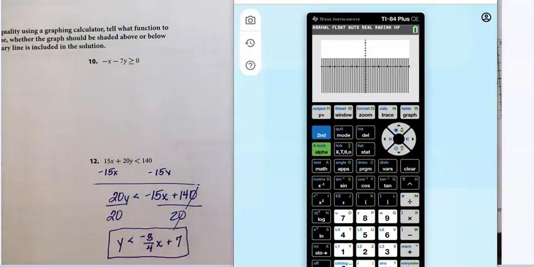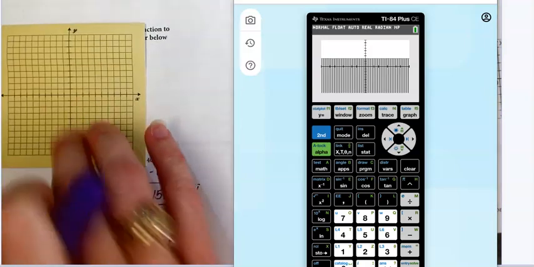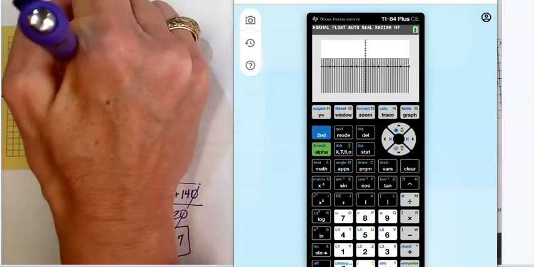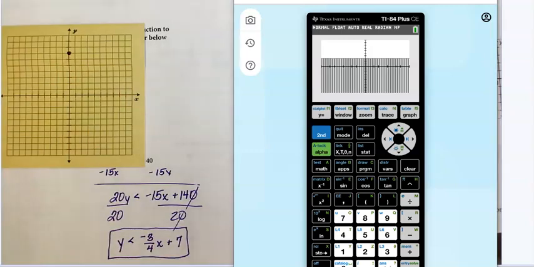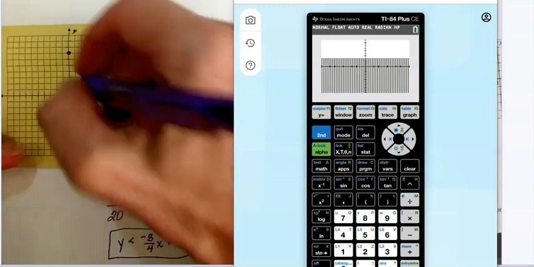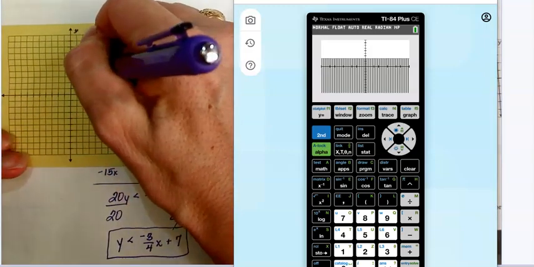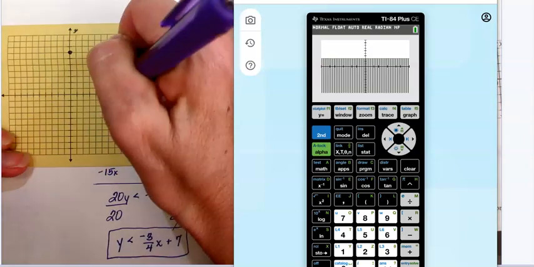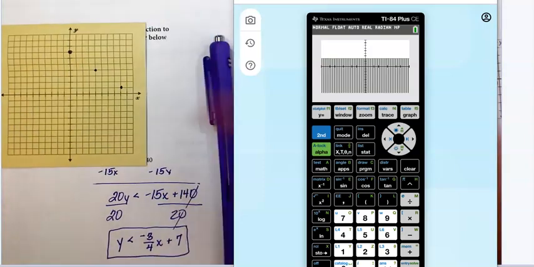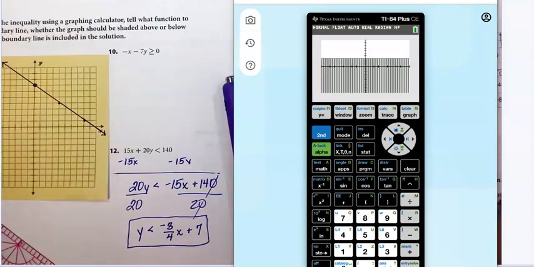With a grid paper, I'm going to start at a y-intercept of 7, and I'm going to go down 3 and over 4. Down 3 over 4, down 3 over 4. There's my line. Let me trace that real quickly. I hope you're seeing immediately that I've already made a mistake and I'm going to have to redo this. This line should not be solid because this only says less than, not less than or equal to.